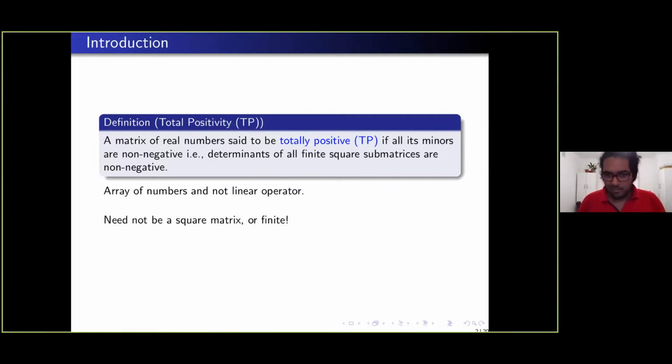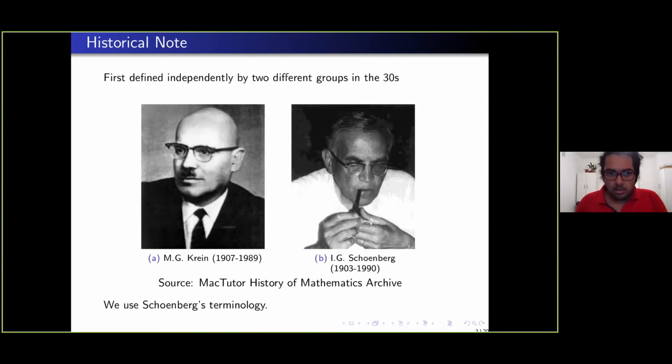In fact, we can even have infinite matrices, and as you will see in a while, we will be working with doubly infinite matrices. And later we will upgrade from matrix of real numbers to matrix of polynomials. This was first defined by two different groups in the 30s. Krein and his group were looking at some mechanical systems, and Schoenberg and his group were looking at some problems from analysis.